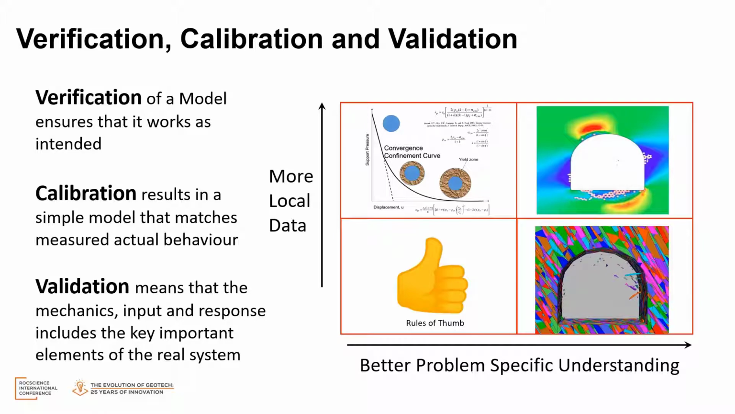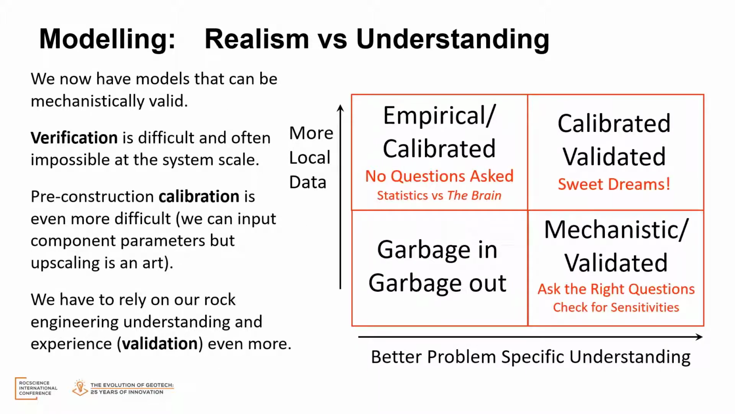So there are problems where we have lots of data, there are problems where we have lots of understanding, and there are problems where we have neither or both. And this idea of verification, calibration, validation comes into play here. I would argue that certainly if we don't have any understanding, we don't have any data, we shouldn't be modeling. If we do have some understanding of our problem, modeling can be very powerful to guide us in the questions we should ask, either of our model or of our investigations. We need to check for sensitivities for things we don't know.